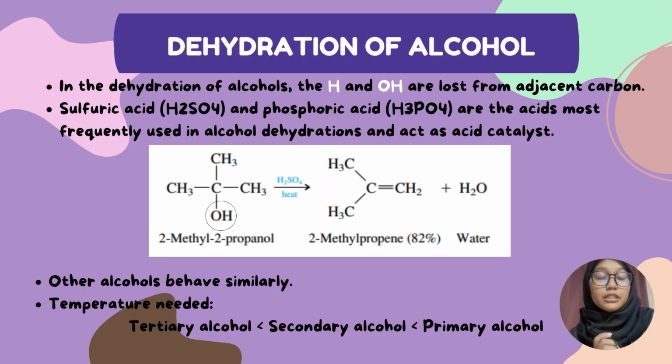H and OH are lost from adjacent carbons. Sulfuric acid and phosphoric acid are the acids most frequently used in alcohol dehydration and act as catalysts. As an example, 2-methylpropanol reacts with H2SO4 and will produce 2-methylpropene and water. Basically, OH will leave the group so that an alkene can be formed, which is 2-methylpropene. Other alcohols behave similarly, but the temperature needed for each alcohol to undergo dehydration is very different. Tertiary alcohol needs a lower temperature than secondary alcohol and primary alcohol, while primary alcohol needs a higher temperature than secondary and tertiary alcohol.